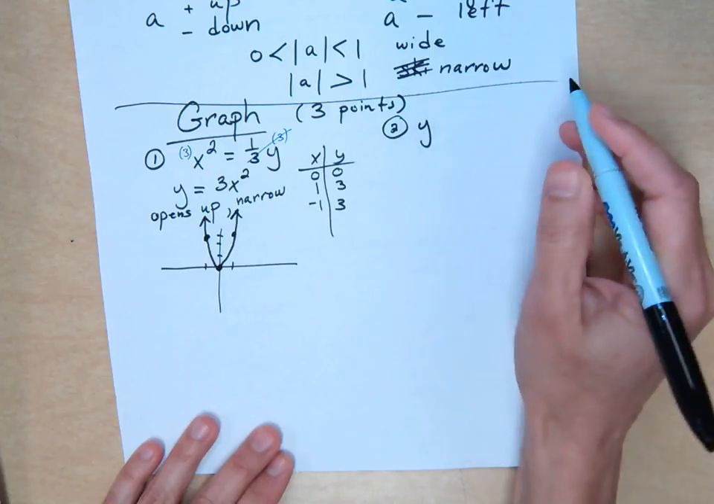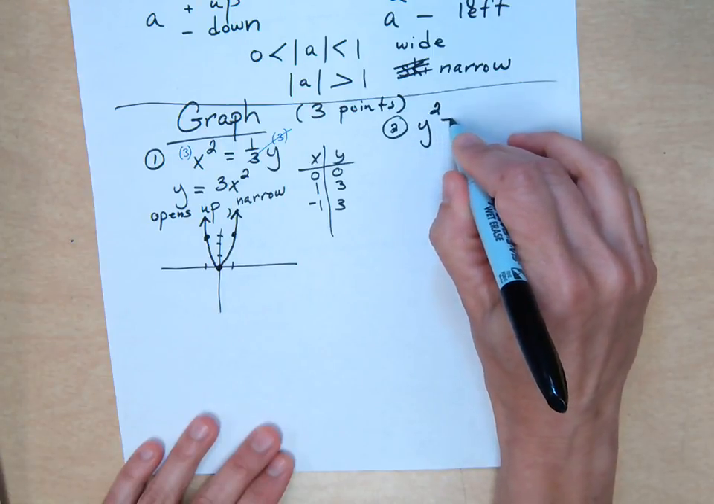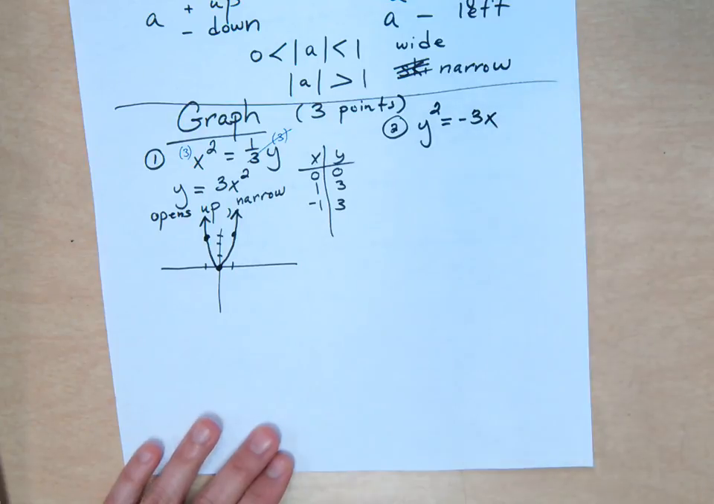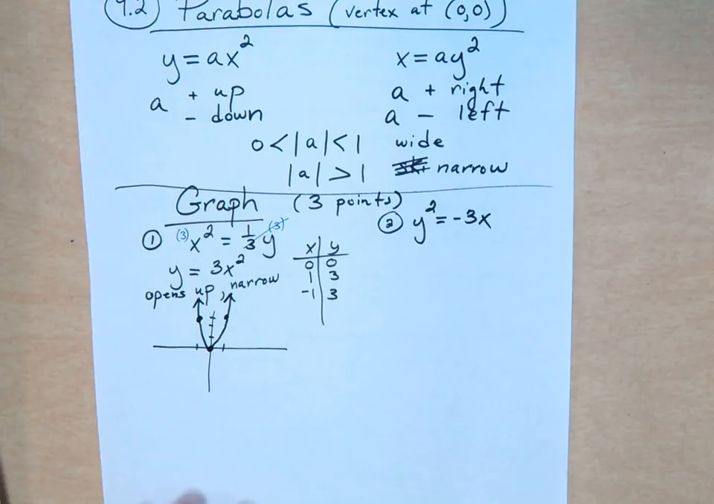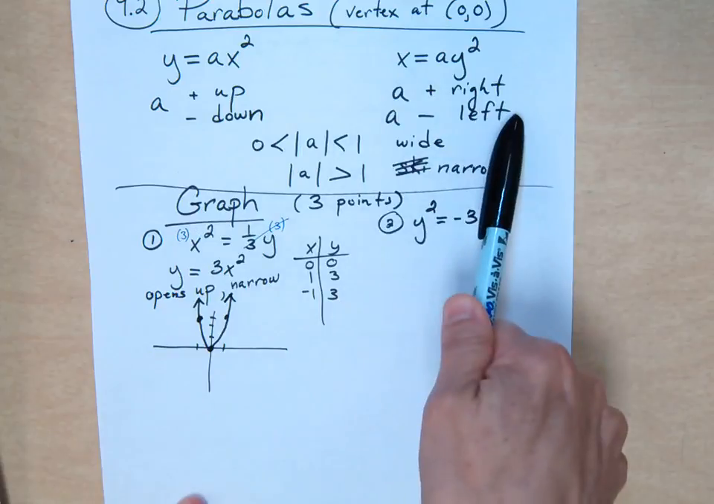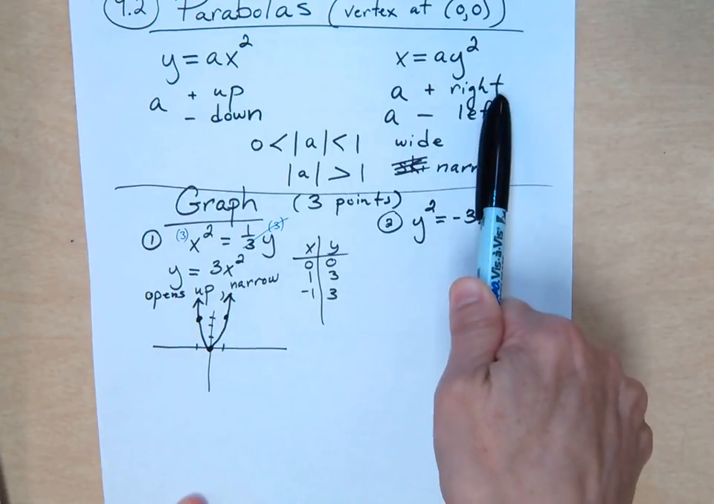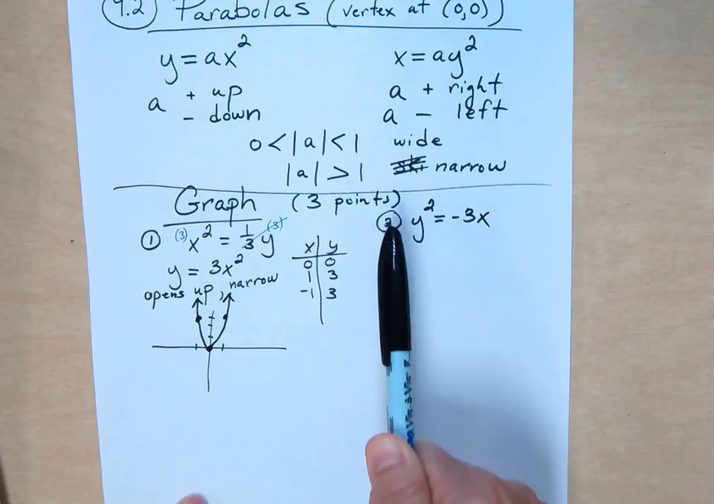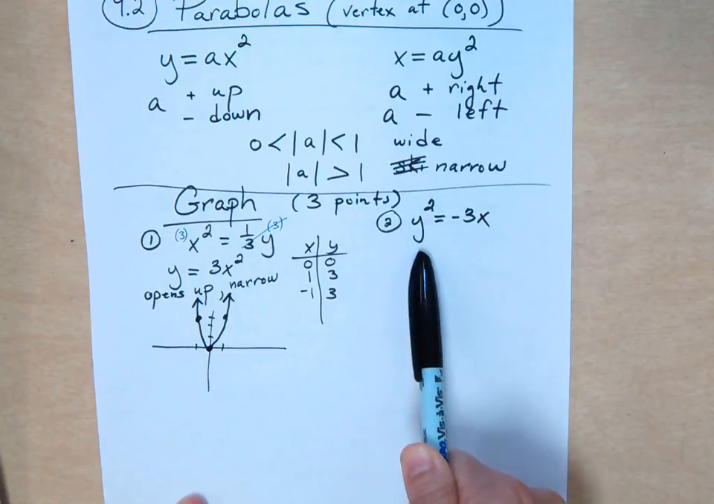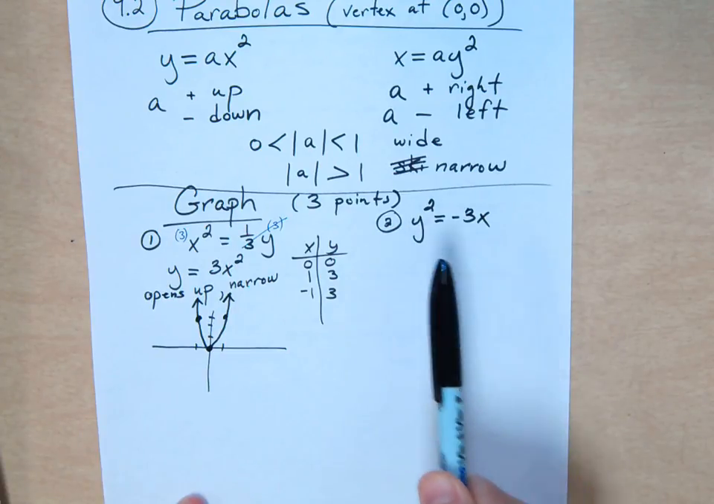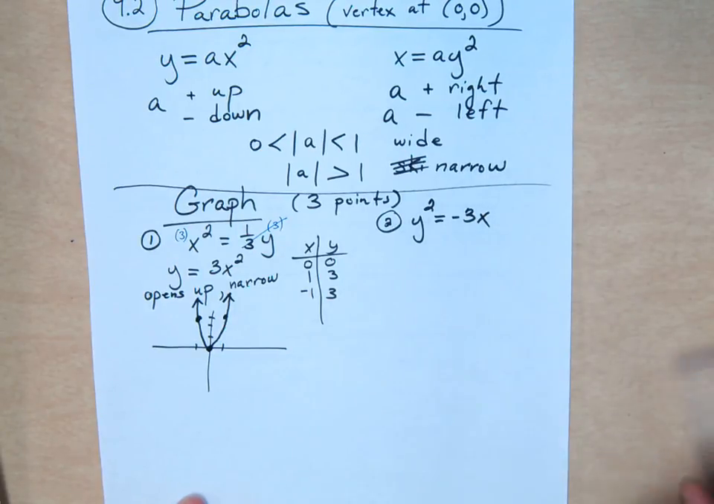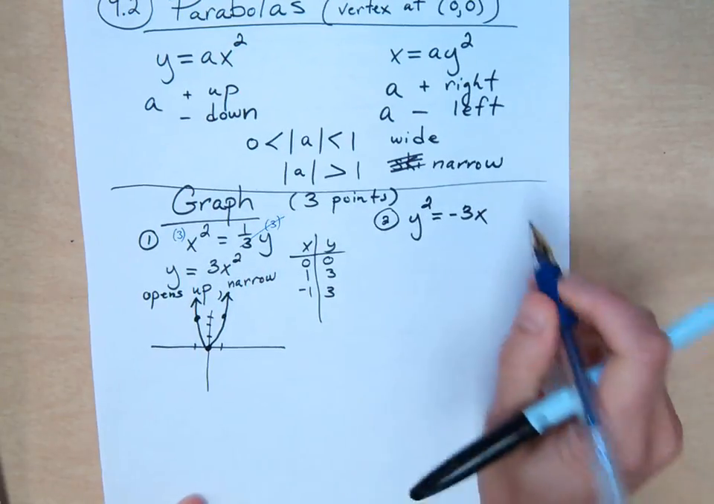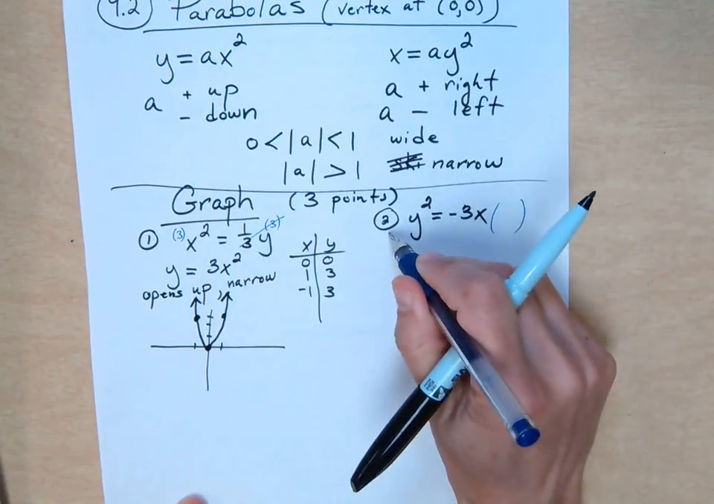So let's try one that's different than what you've seen. I think the hardest part is getting it in the standard form. y squared equals negative 3x. If we look at the forms, which one is that? Is it up, down, or is it right, left? It's right, left, because the thing you're not used to being squared is squared. It's always y equals x squared, but now it's x equals y squared. So let's get it in that form. How can I get rid of the negative 3? What should I do to each side?